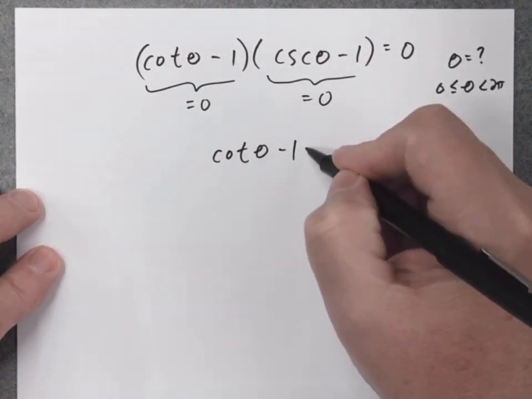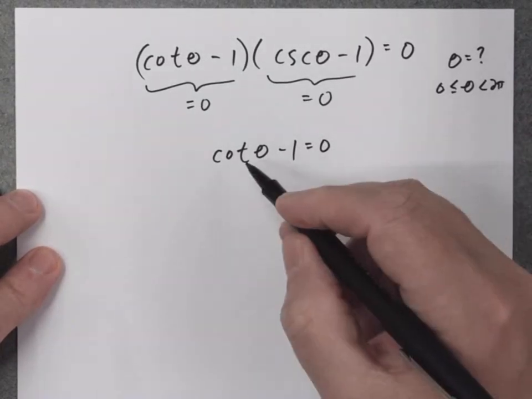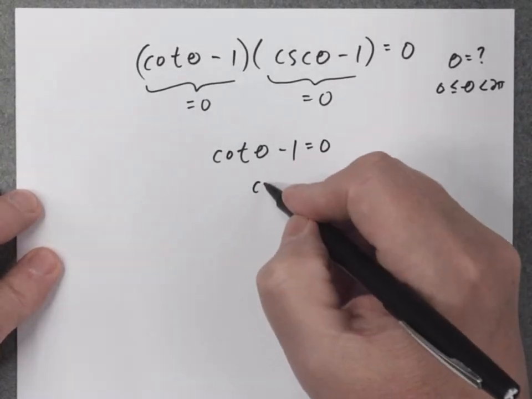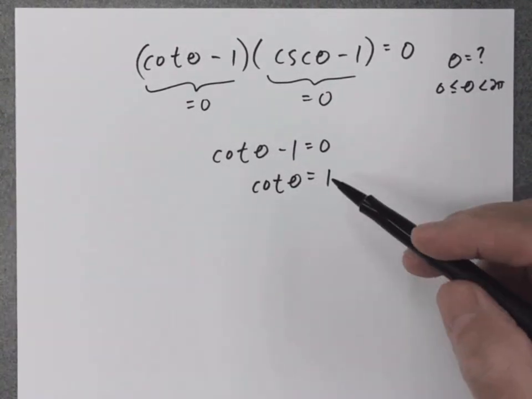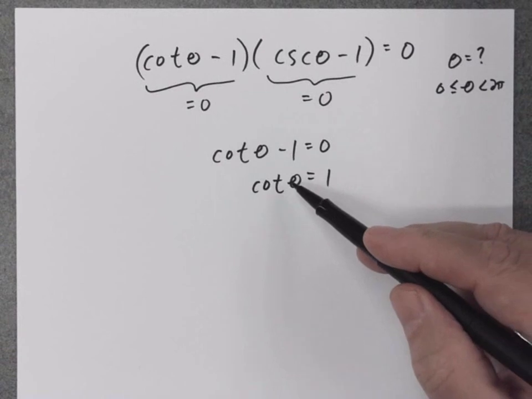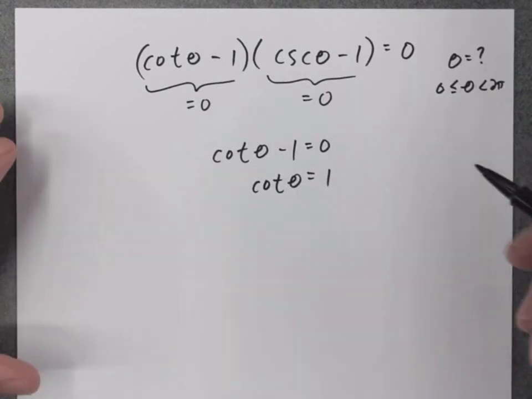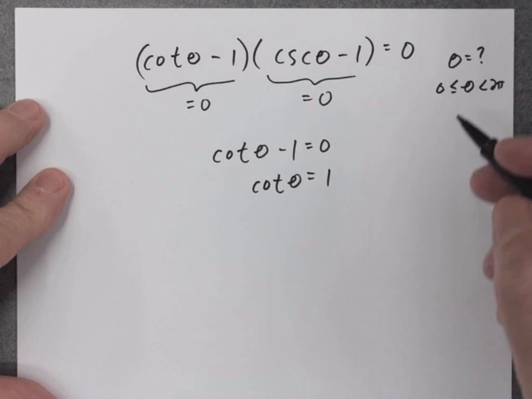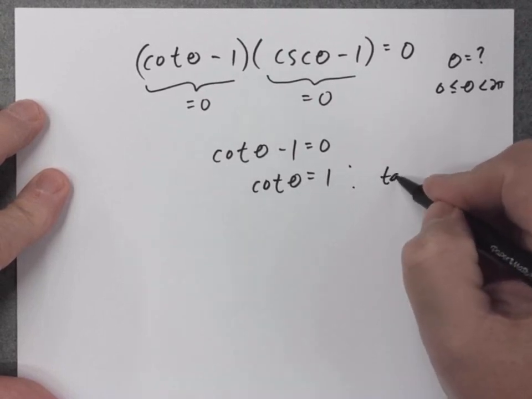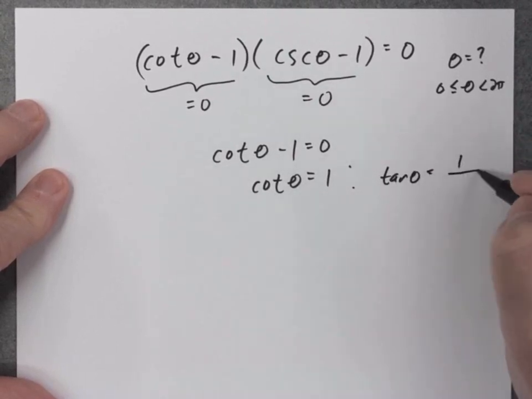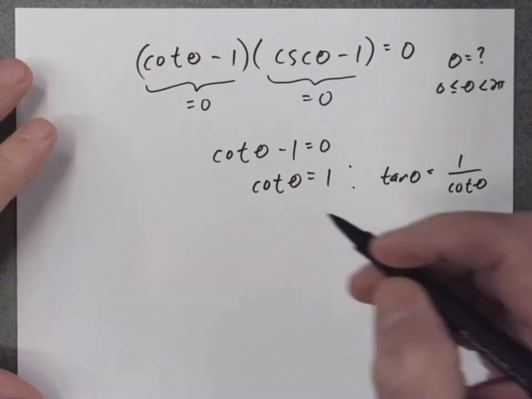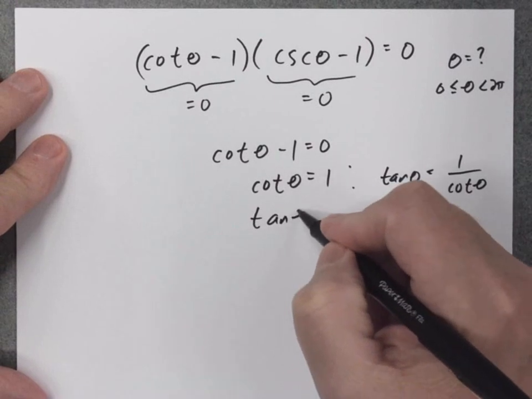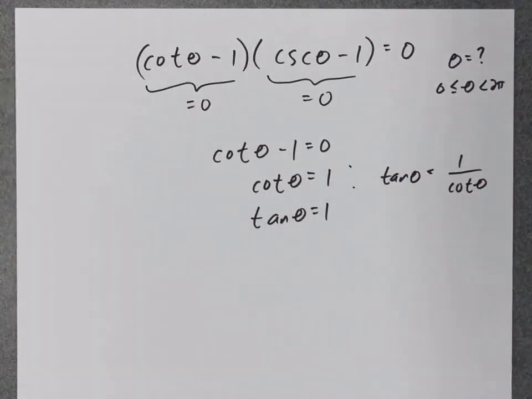Cotangent of theta minus 1 equals 0. I want to get the trig function by itself, so add 1 to both sides. Now that I'm ready to figure out theta, I don't want to work with cotangent. I want to work with tangent. Once again, tangent of theta is 1 over the cotangent of theta. So in this case, I'm needing to solve this equation. Tangent of theta equals 1.